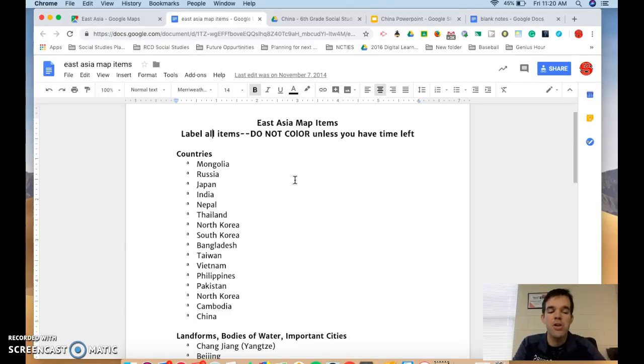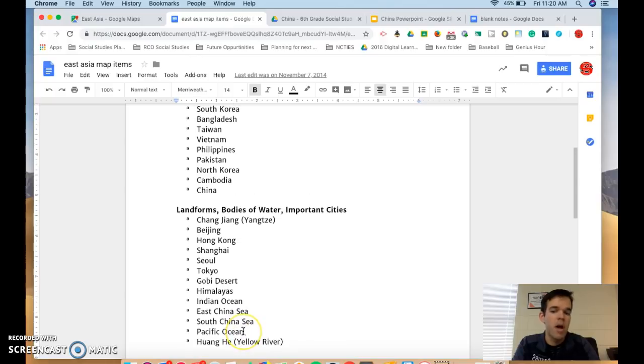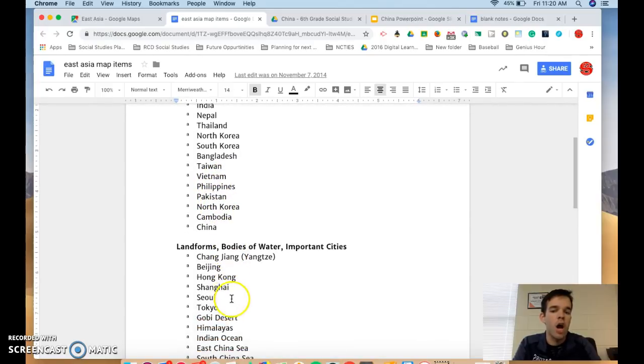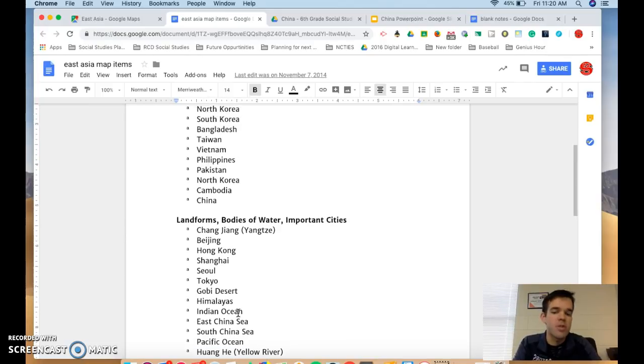So use Google Maps first, and label the countries where they are, and then put dots where these places are, unless you're doing the Changjiang River, which is Yangtze, or the Hunghe River. Do lines for those. If you get done early, add color. Do a different color for each country. Draw your water blue. Don't even worry about where your cities are. For your deserts, draw them yellow.